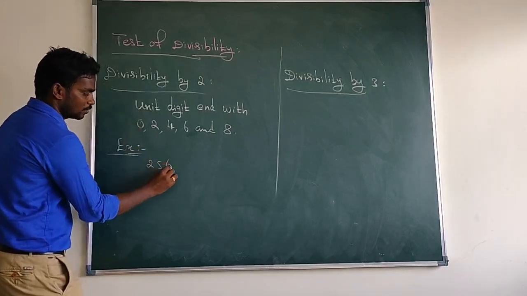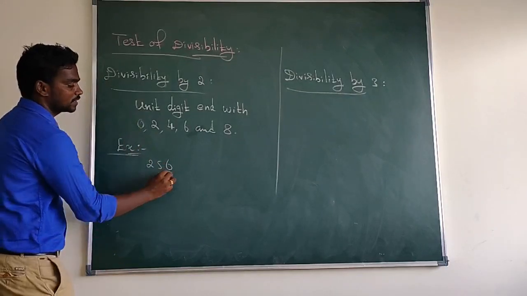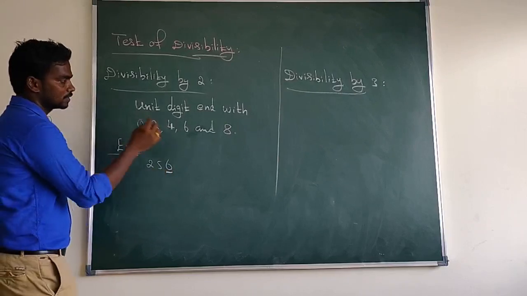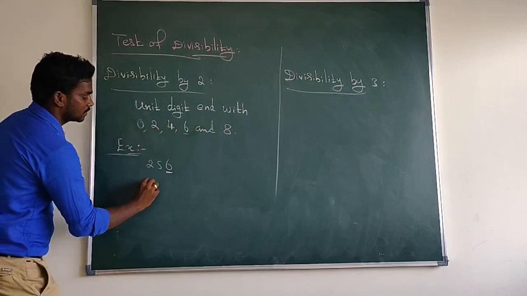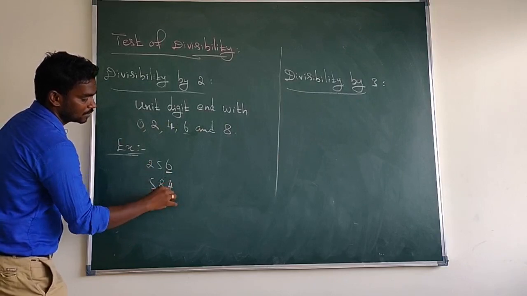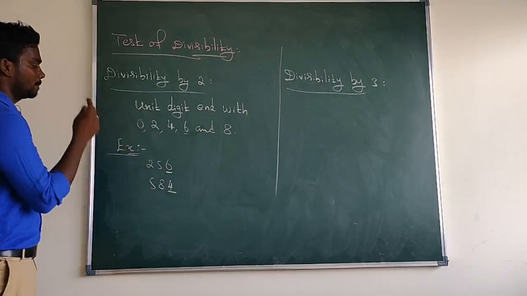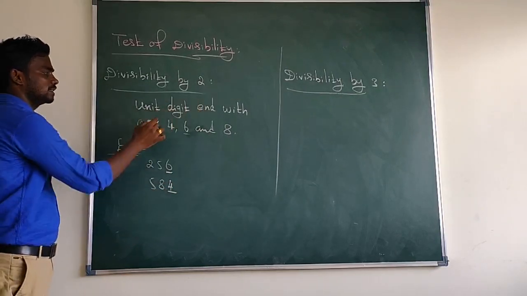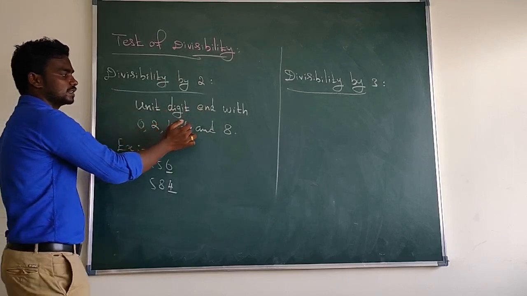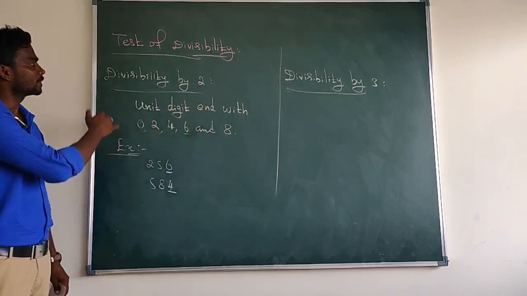Take 256. What is the unit digit of the number 256? The unit digit is 6. Next, 584. The unit digit is 4. So numbers whose unit digit ends with 0, 2, 4, 6 and 8 are divisible by 2.